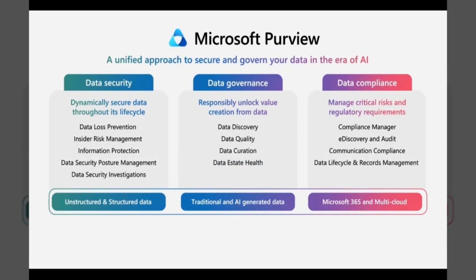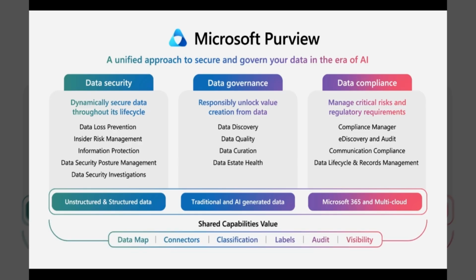All right, on this page, we're going to talk a little bit more about Microsoft Purview, which is our unified approach to secure and govern your data in the era of AI. You have three columns here. Purview works in data security, data governance, and data compliance. And all of these have some bearing in terms of how we think about AI. So the shared capabilities value here is we have access to data map, connectors, classification, labels, audit, and visibility across all of these different areas when we're starting to use Purview with respect to AI.